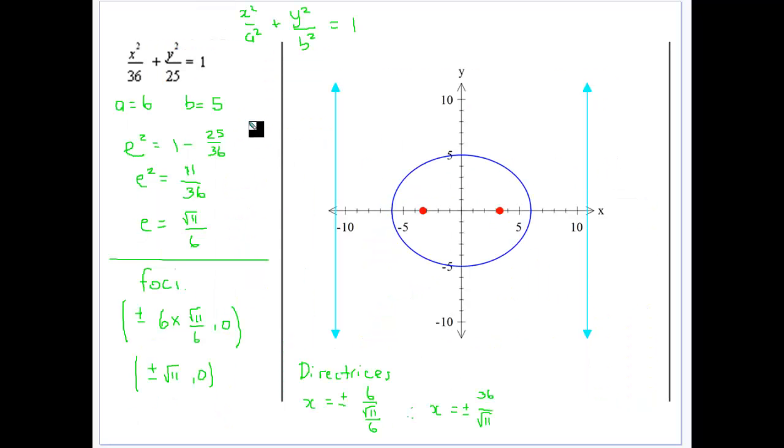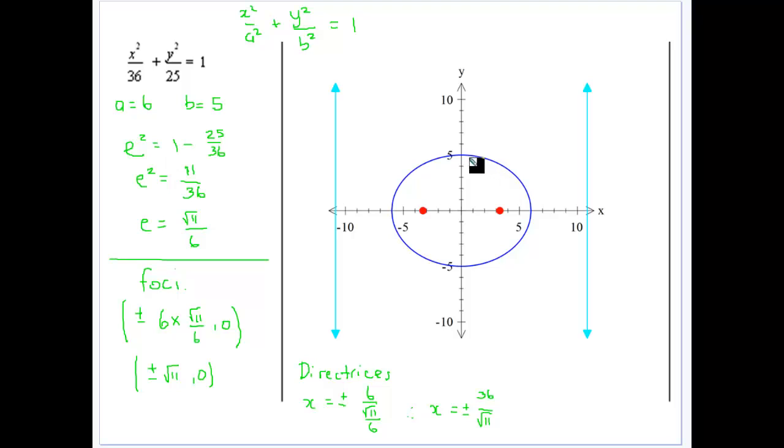Let's have a look at this one now. x squared on 36, y squared on 25. Again, get your a and b, find your eccentricity. And from that, then we can work out our foci, plus or minus a times e, and 0, because they're going to be on this major axis. That gives us plus or minus root 11, 0. So that's those values there, plus or minus root 11. Directrices are x equals plus or minus a on e, which comes down to plus or minus 36 on root 11, which is over there. So there we go.